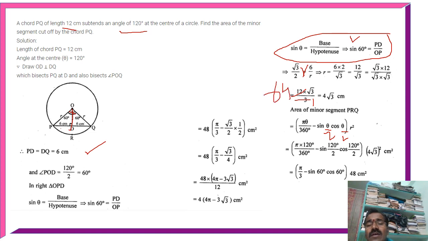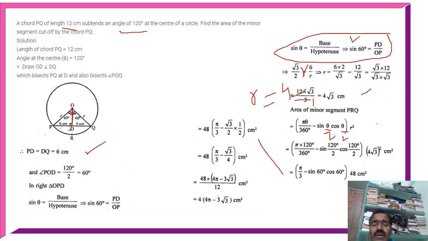Here, the radius of this sector, this segment. First we need to find the radius by using trigonometric functions. We have another method also, but this is the easiest method. 4 root 3 centimeters is the radius. Now substitute in this formula: pi theta by 360 minus sin theta by 2 cos theta by 2, times r square. The theta value is 120 degrees, as given. Sin 120 by 2, cos 120 by 2, and the radius is 4 root 3 square. After simplification we have pi by 3 minus sin 60 cos 60, times 48.